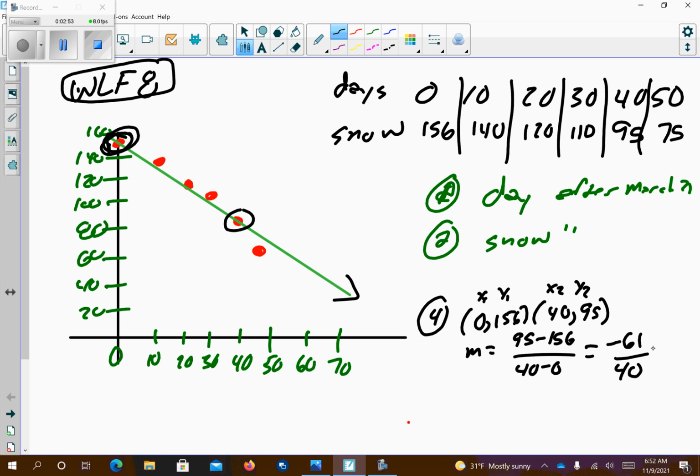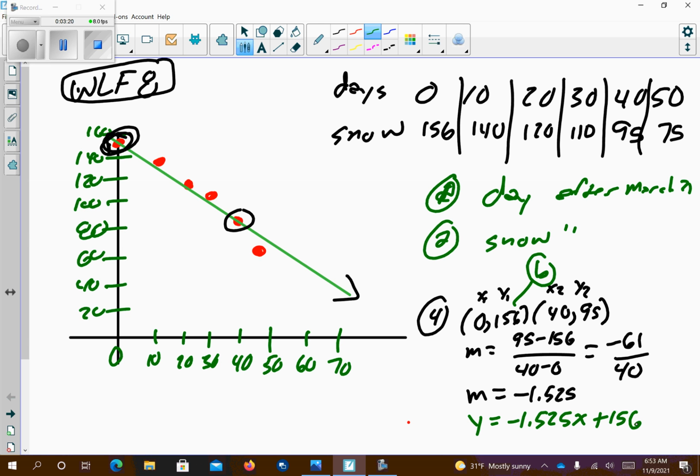And I'm actually going to make this a decimal. It'll be easier to convey later. So negative 61 divided by 40 is that. And then, because this is my y-intercept, that's my b value, I can real easily plug this in. Negative 1.525x plus 156.